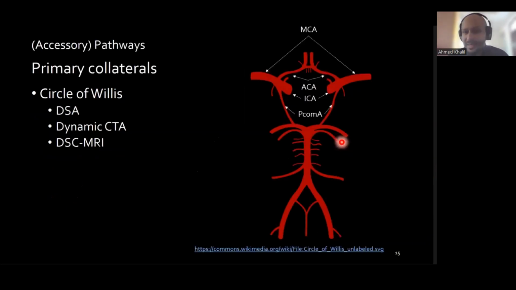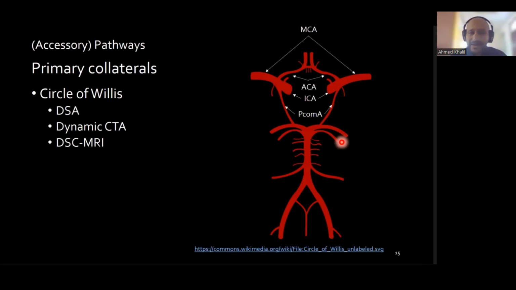So the third P is the pathways, or the accessory pathways. These are often referred to as collateral pathways, collateral flow. The idea behind this is just, if there's a blockage in one artery somewhere, are there any pathways that can essentially bypass this blockage? So can the blood get to the area that it needs to without going through this blocked artery? And there are two types of collaterals.